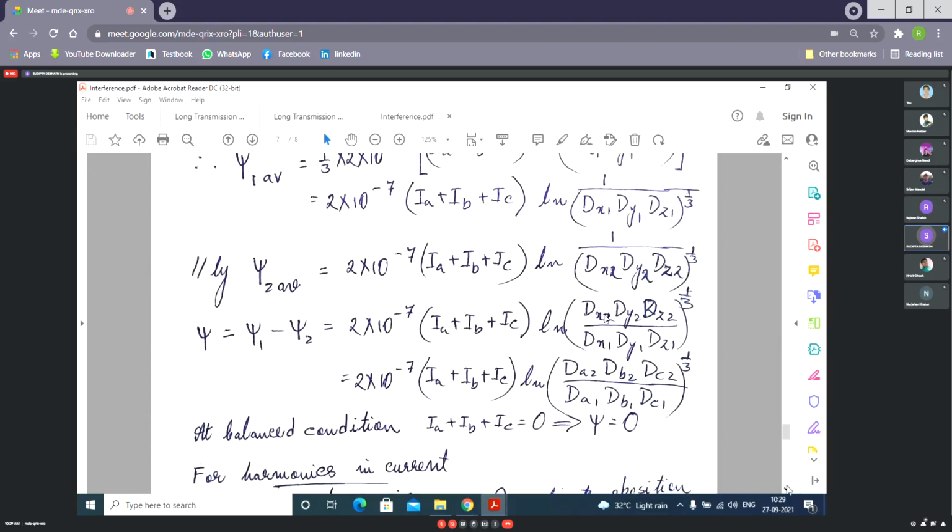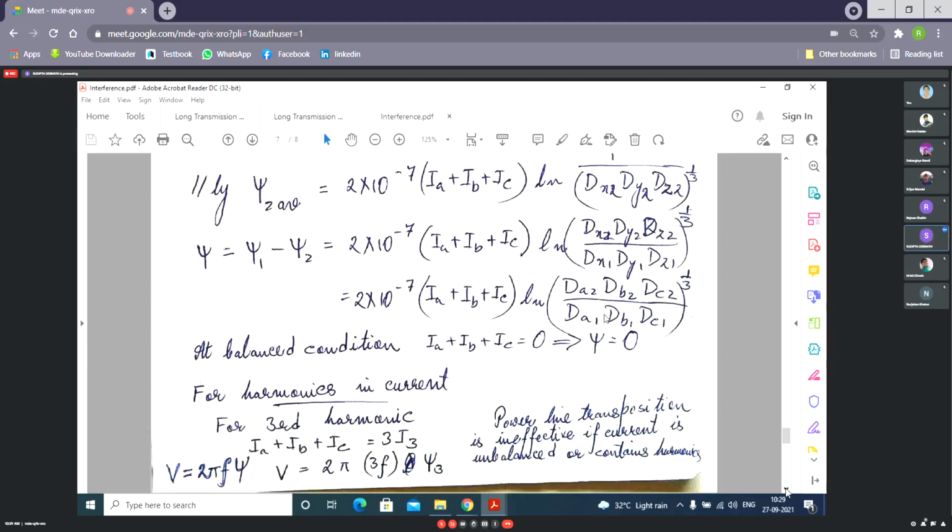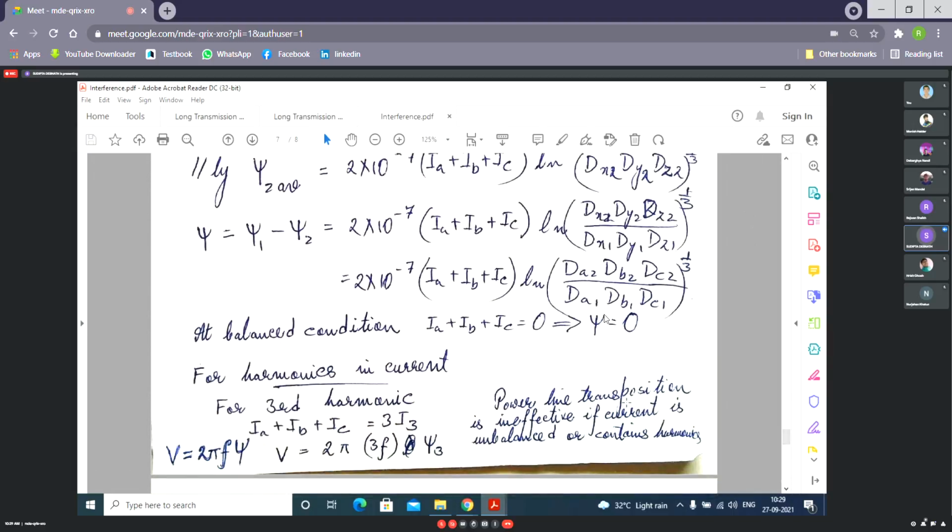But if harmonics are present, for the second, fourth harmonics etc., this is again 0, but for the third harmonic this is not 0, they are in the same phase. So some flux linkage will always be there if the third harmonic is present. So some voltage will always be induced if the third harmonic is present. So power line transposition is ineffective if the current is unbalanced or contains harmonics. If it is unbalanced, then also IB plus IC is not equal to 0.